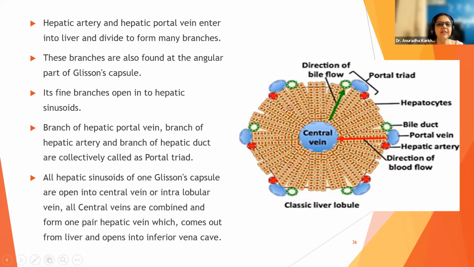Sure, fine. Now we talk about the artery and the vein. Someone was asking me about what is the use of the central vein, portal vein. I'll talk about it now. Look at it. Hepatic artery and hepatic portal vein enter into the liver and divide into many branches. So even the artery is going to come in and branch, and even the hepatic portal vein will come in and branch. These branches are also found at the angular part of the Glissen's capsule. So we have seen this in the earlier diagram.